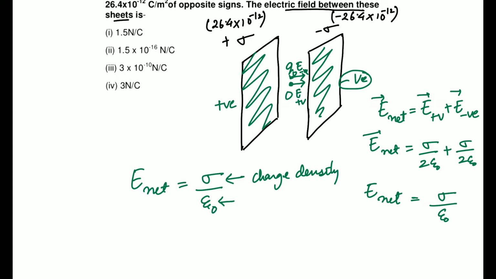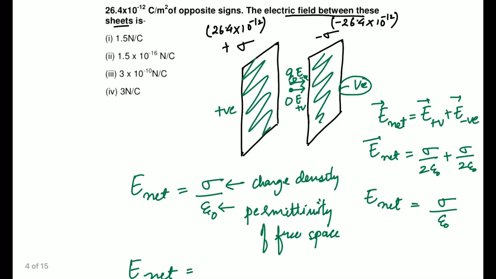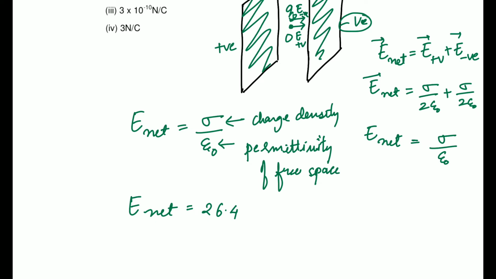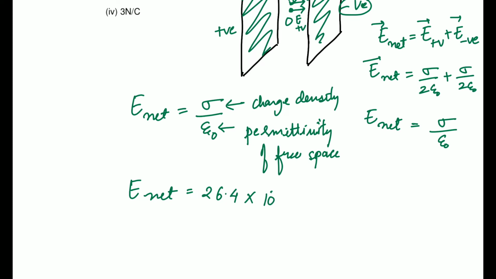And what is epsilon naught? Epsilon naught is the permittivity of free space. This is known to us. So all we have to do is just put the values here. E net will be equal to sigma, the value is given to us, that is 26.4 into 10 to the power minus 12, divided by epsilon naught, which has a value of 8.85 into 10 to the power minus 12.